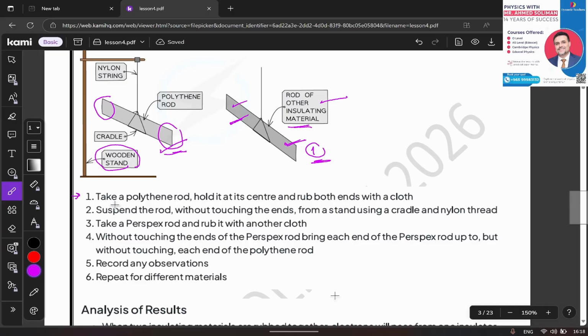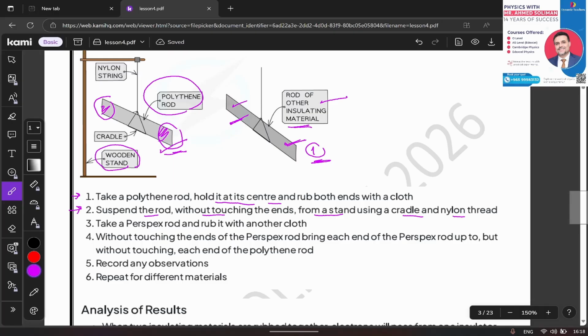Ahmed, can you read step number 1? Take a polythene rod and hold it at its center and rub both ends with a cloth. So this is the polythene rod and rub from both ends. Okay, and hold it in the center, right? So number 2, Ahmed. Suspend the rod without touching the ends from a stand using a cradle and a nylon thread.